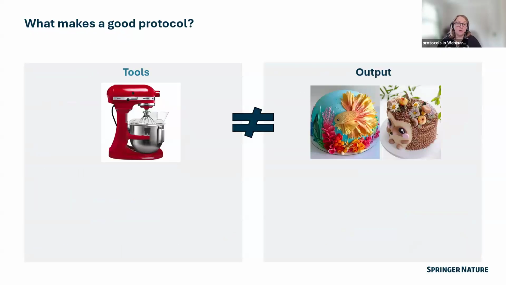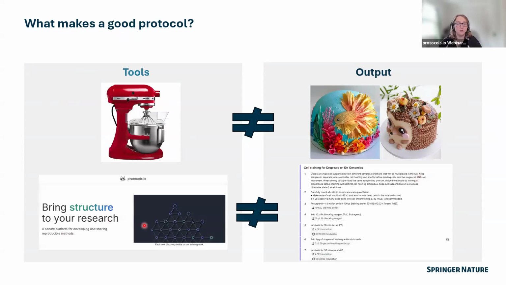But a good protocol is something that we have to kind of talk about. What makes a good protocol? So I have a really nice KitchenAid stand mixer for baking cakes, but just because I have that tool, it doesn't mean that I'm going to produce incredible cakes like these. And just because we have the tool of Protocols IO doesn't necessarily mean that you are able to produce a really amazing protocol that others can find and others can reproduce really easily.